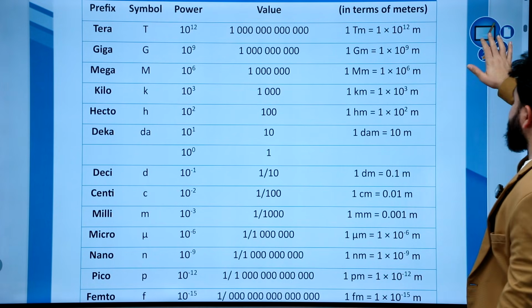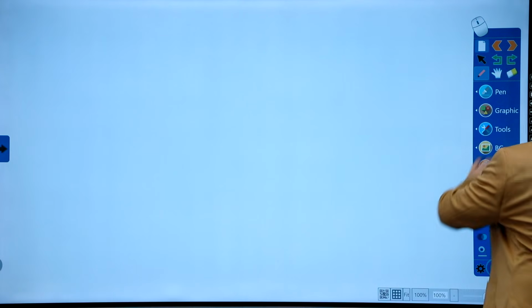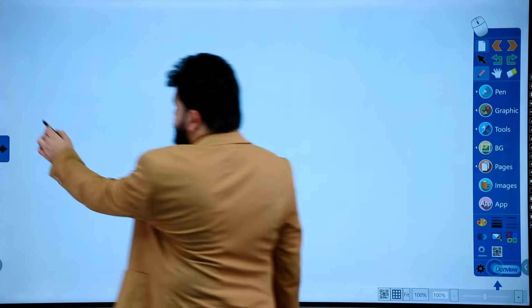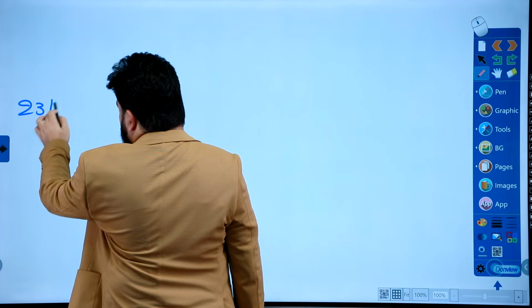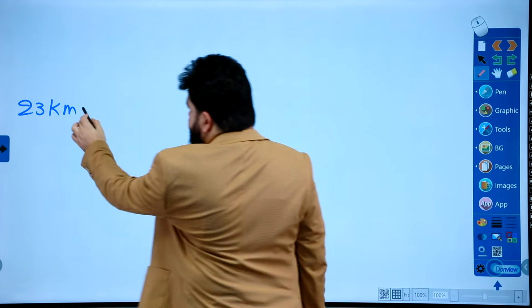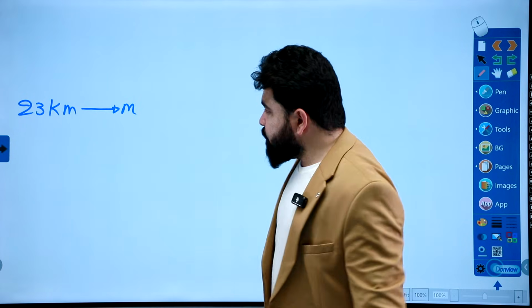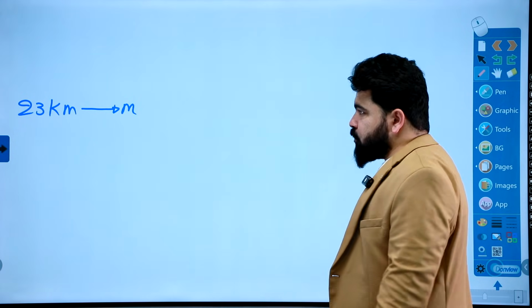Now, let's take some examples. We have, let's say, kilo. 23 kilometers. It says change it to meter. 23 kilometers. Change it to meter.